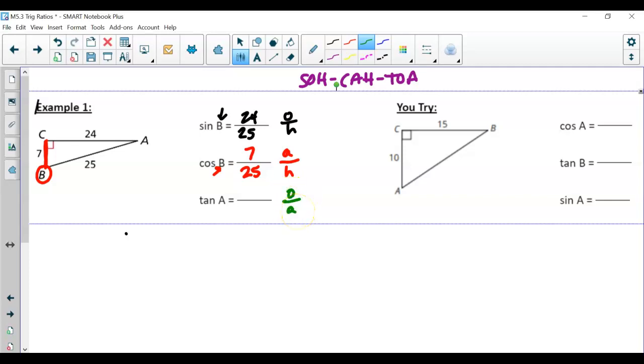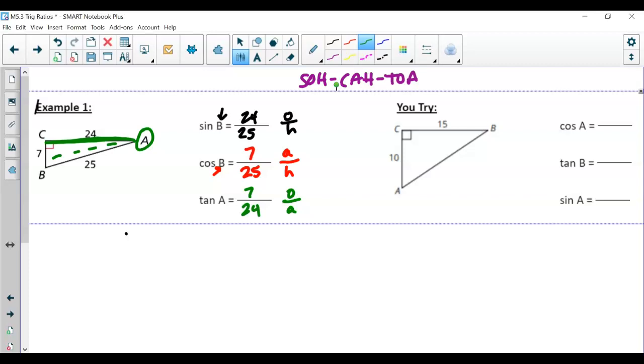Now we're using A as our reference angle. So A is the reference. So what is opposite? 7. So 7 to, what is adjacent? 24 here. So go ahead and pause the video now and try the U-try.